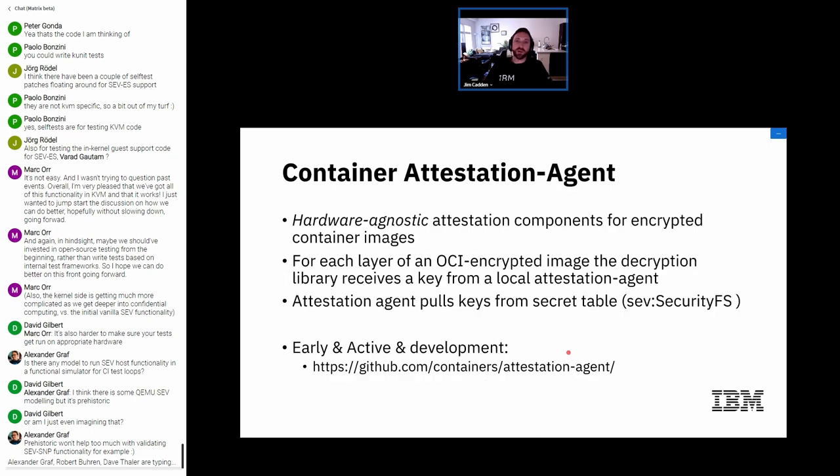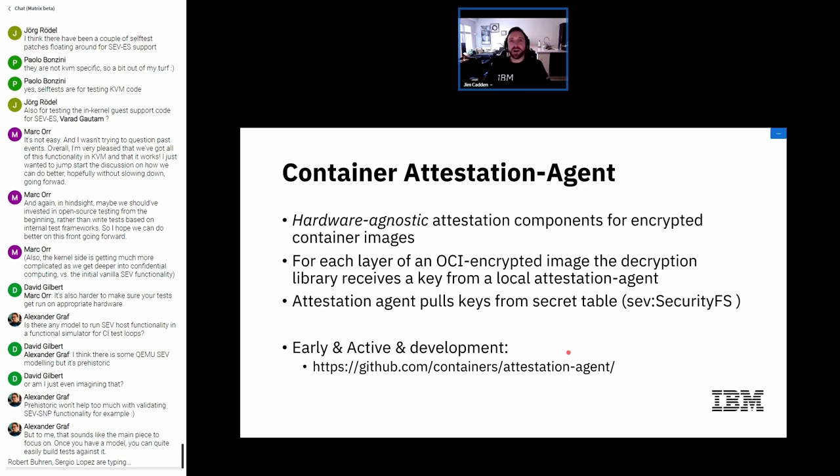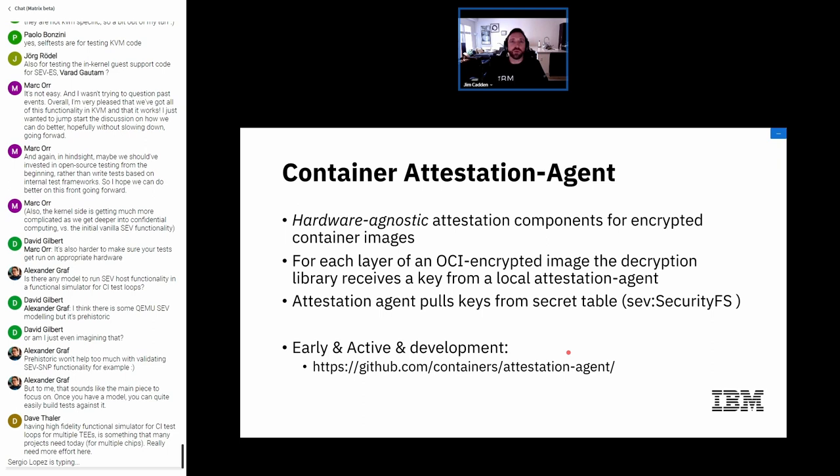And finally, the piece of software which we're currently working on in this pipeline that is actively under development is this guest attestation agent. The goal of this project in particular is to create a hardware or infrastructure agnostic attestation component for the confidential container project, for the CATA agent. So this would be responsible for handling the decryption key management for when an encrypted container is being unpacked inside the guest.